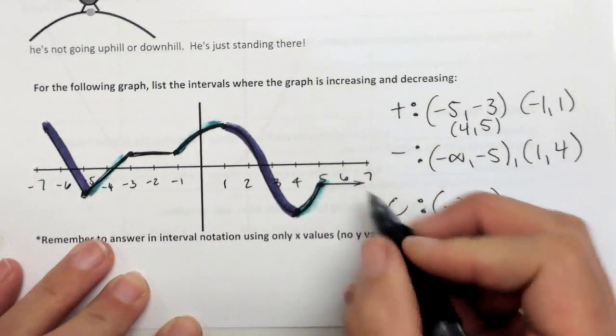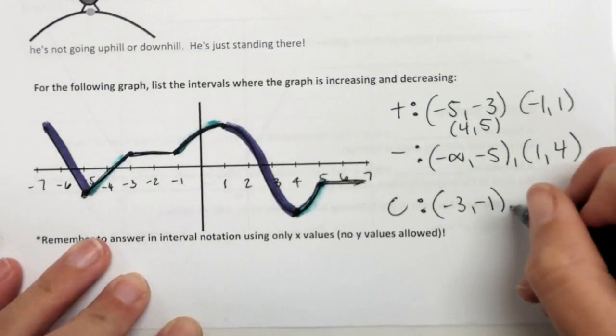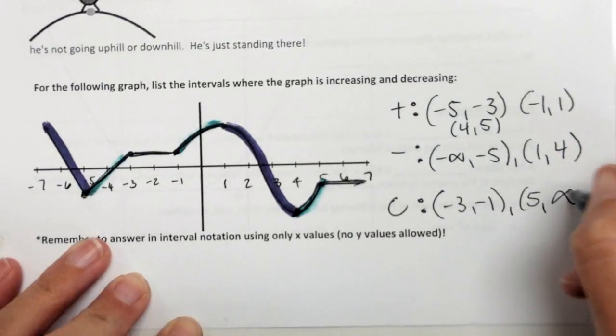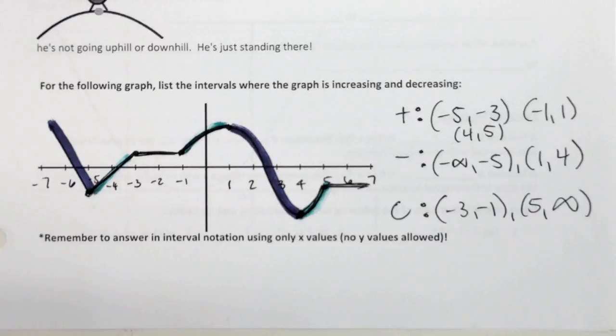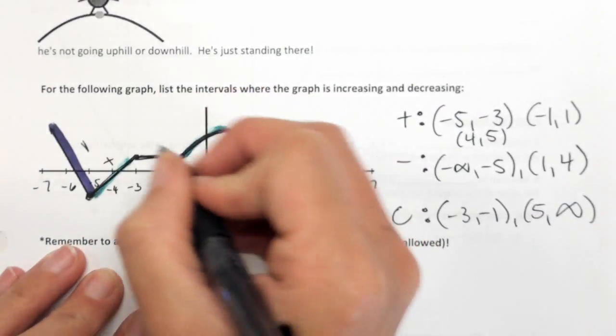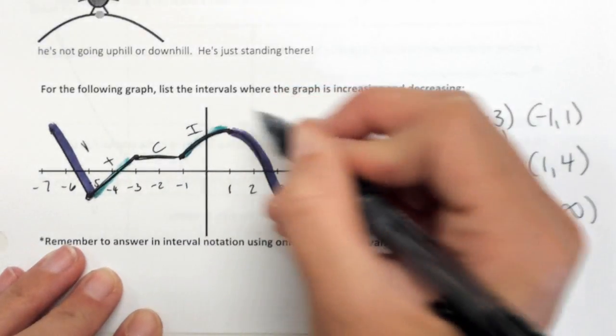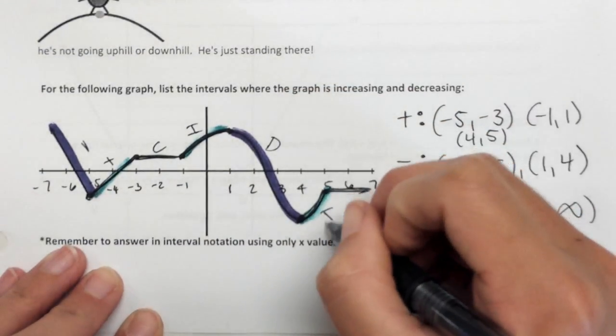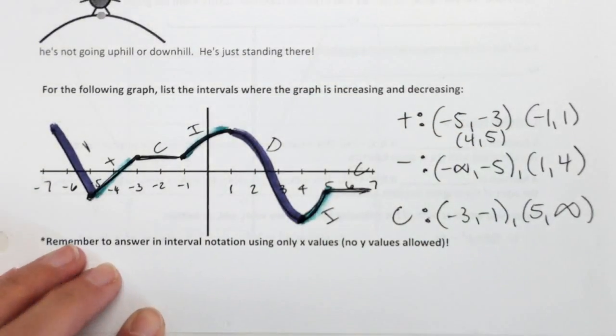And what's the last one? 5 to what? Good. So again, this one was decreasing, increasing, constant. Increasing, decreasing, increasing, constant.